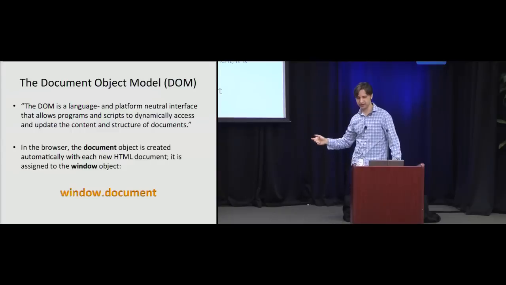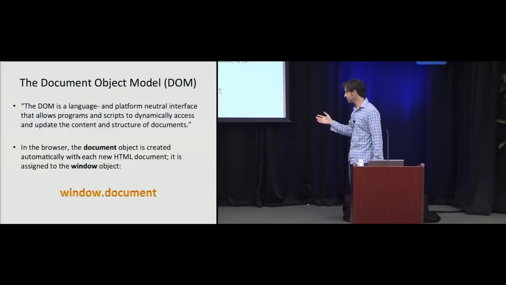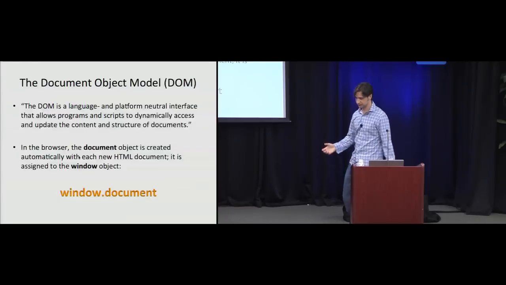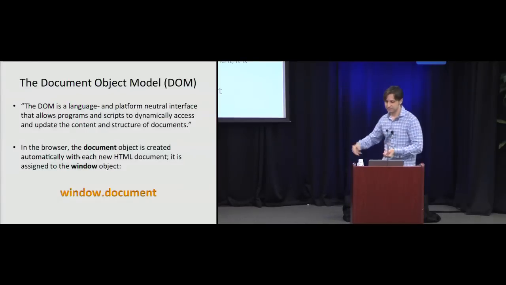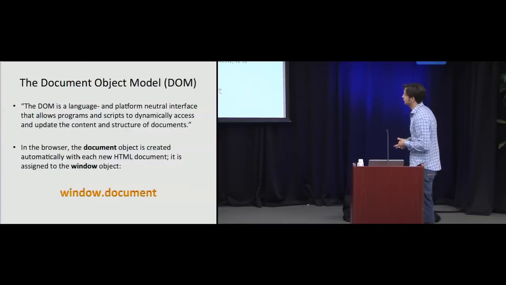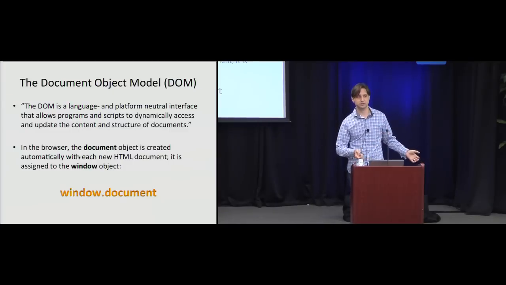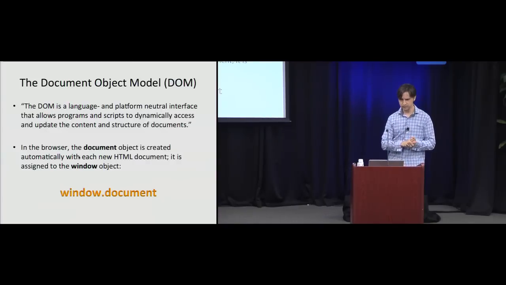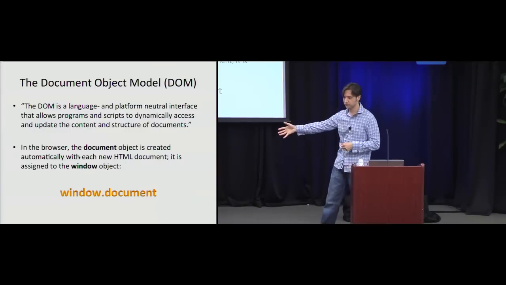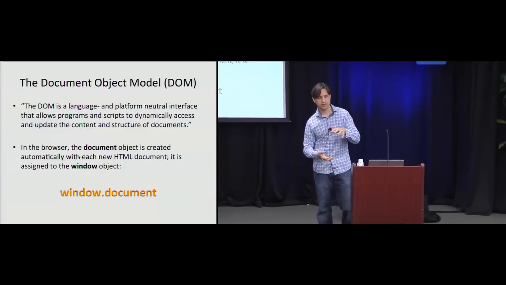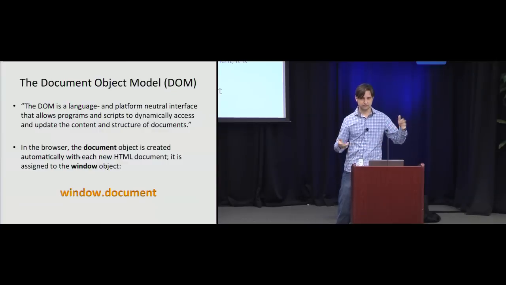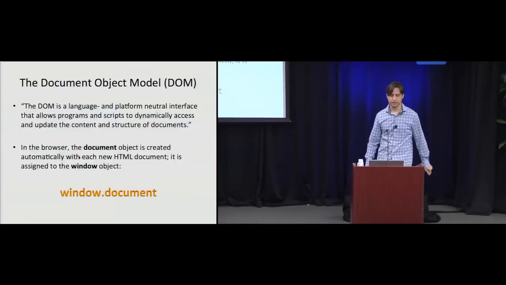So there's a special property on the window in the browser object model, which is the document object. To describe the DOM first, it's a language and platform neutral interface that allows programs and scripts to dynamically access and update the content and structure of documents. It's a mouthful, but basically almost every language has a DOM implementation. It's an interface. Like in Java, for example, you can read a file, turn it into a DOM object, and then you have the same methods that you can act upon the document with.